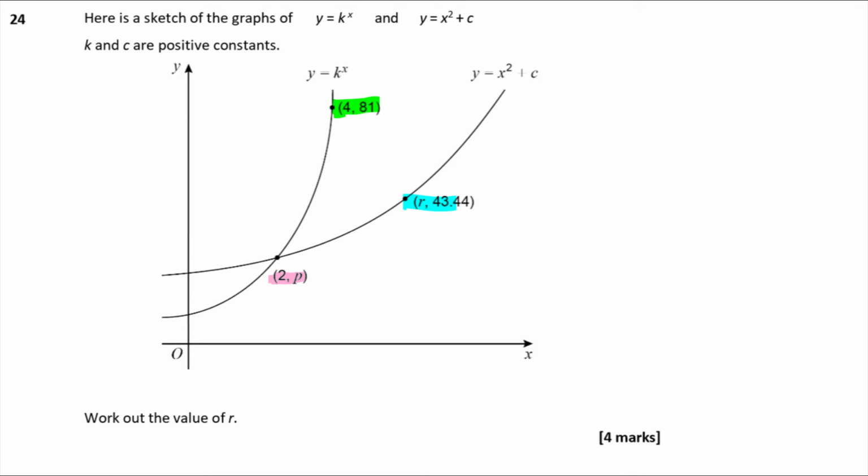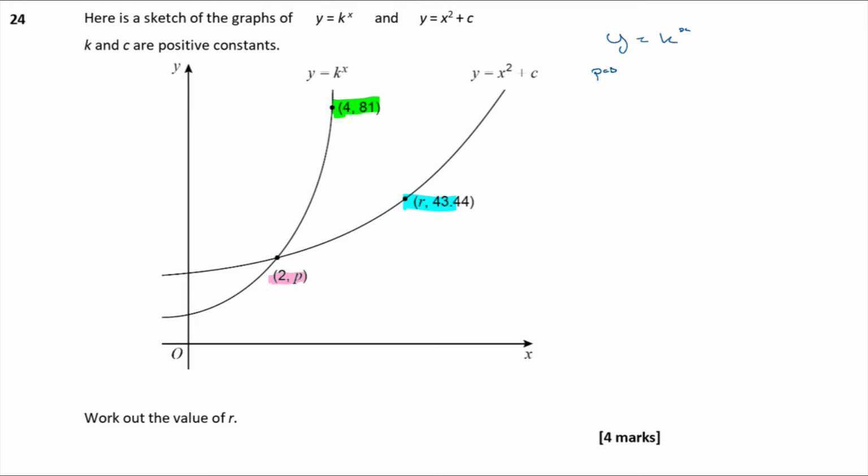So how on earth are we going to do this? Now let's start with y equals k to the power of x. Okay, for y equals k to the power of x, we know a point it passes through. It passes through 4, 81, doesn't it?